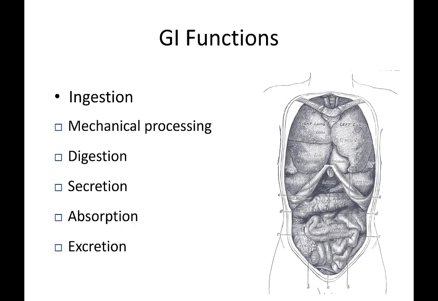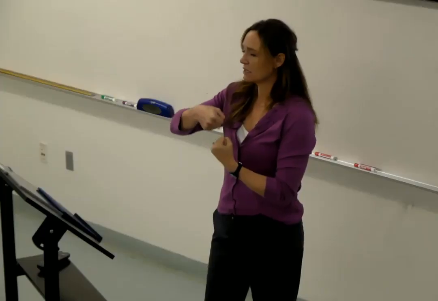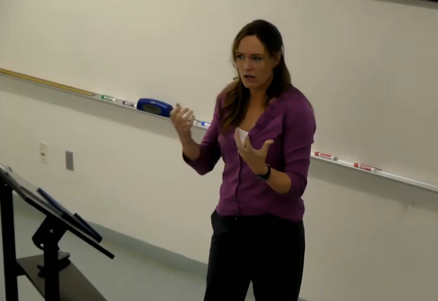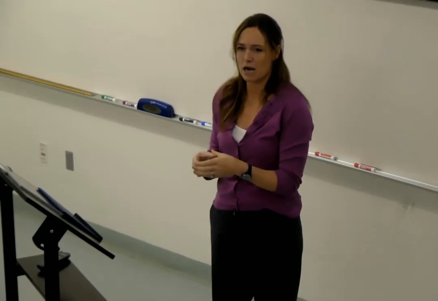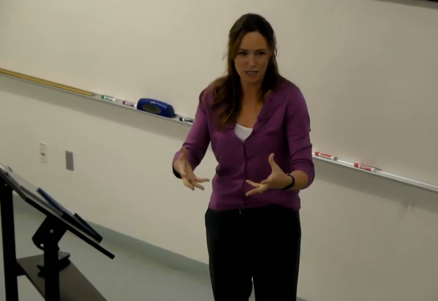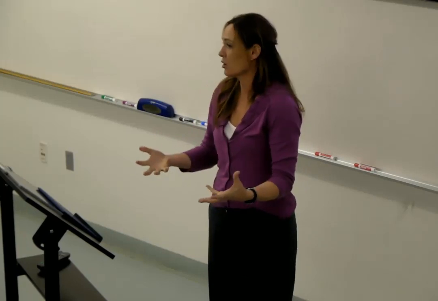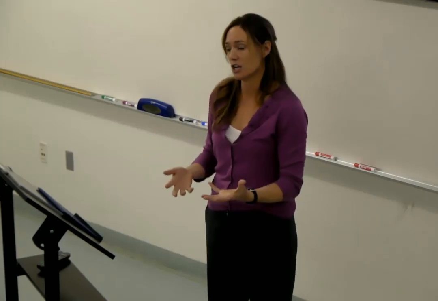So the functions of the GI system are, obviously, ingestion, we're going to be bringing food in. Mechanical processing means we are going to be chewing, teeth crunching our food. Think of a Ritz cracker. You lay it on the table and you hit it with a hammer and it just breaks up into lots of little pieces. That's mechanical breakdown, a mechanical digestion.